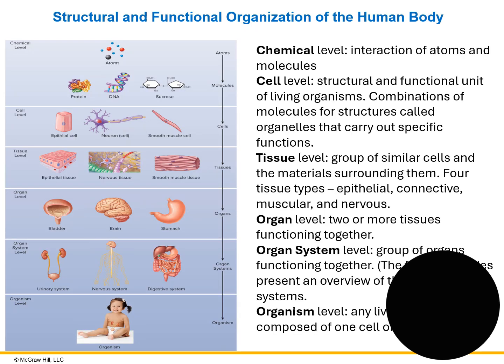Here we're going to study the structural and functional organization of the human body, starting from the lowest level, which is the chemical level, going from the smallest to the highest. The highest is an organism. For example, here we're talking about humans. We study human physiology.